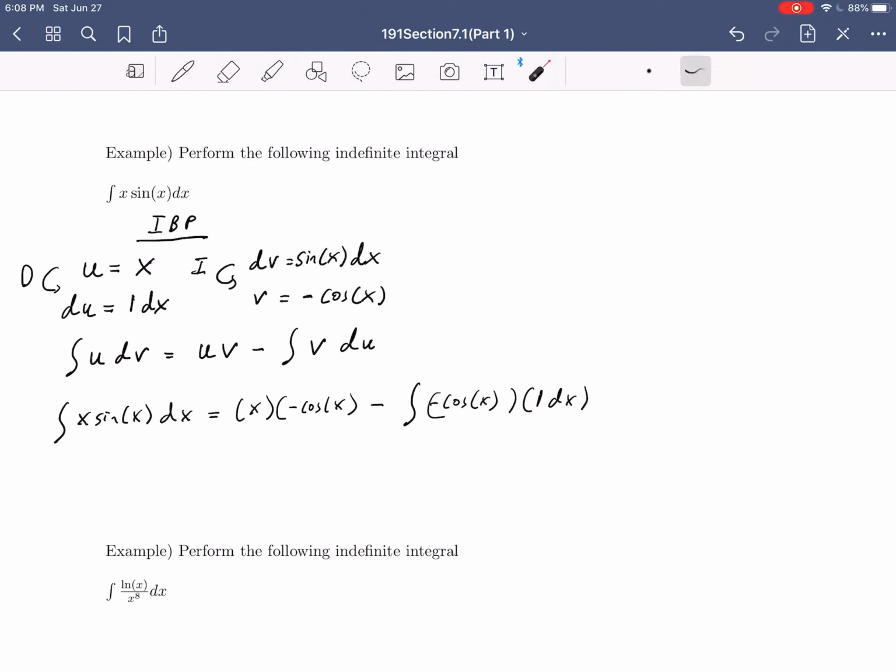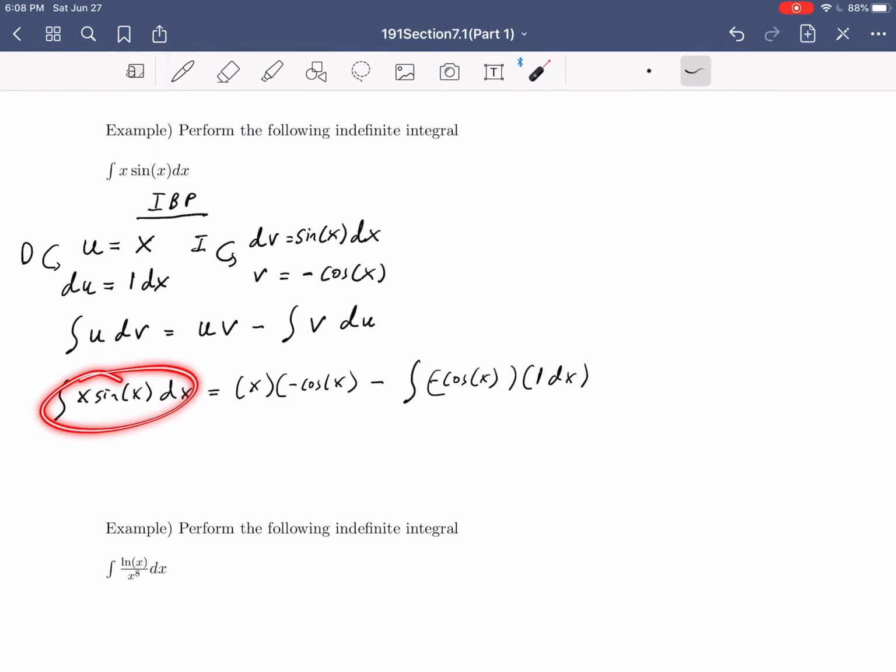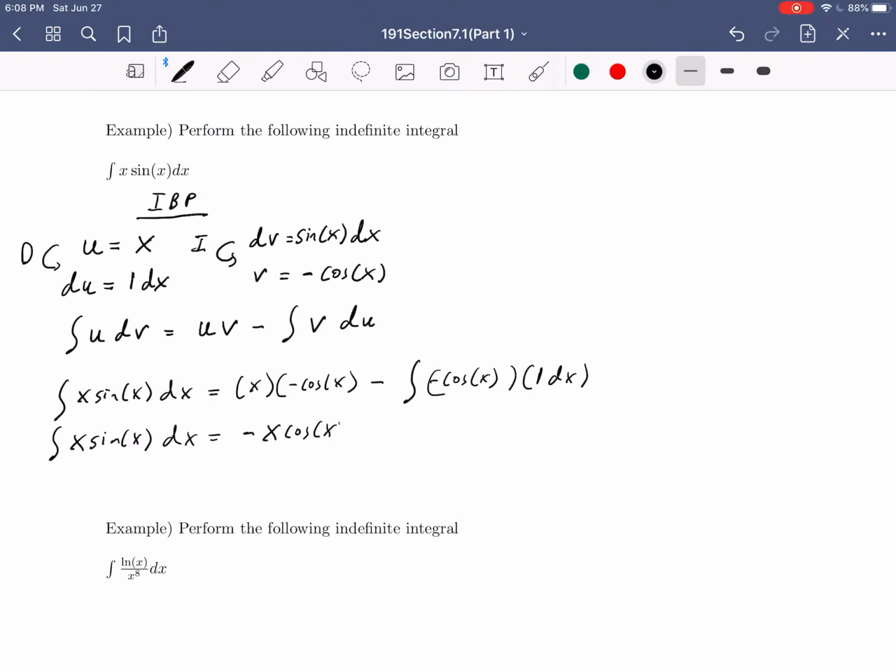Okay, let's simplify this a little bit, and then we're going to take a look at this integral here and hope that it's something that is easier to do than what we originally started with. So we can say the integral of x sine x dx, it looks like negative x cosine x, and then we've got a double negative, so plus the integral cosine x dx. Okay, integral cosine x dx, still an integral. Is it an integral that we know how to do? Absolutely. So we can go ahead and integrate. Integral x sine x dx is negative x cosine x plus sine x plus c.